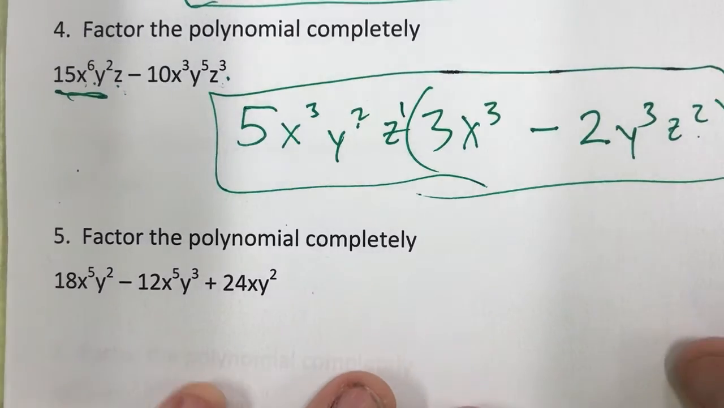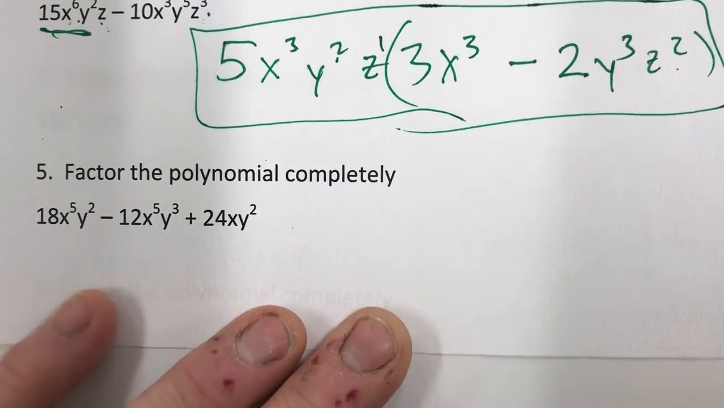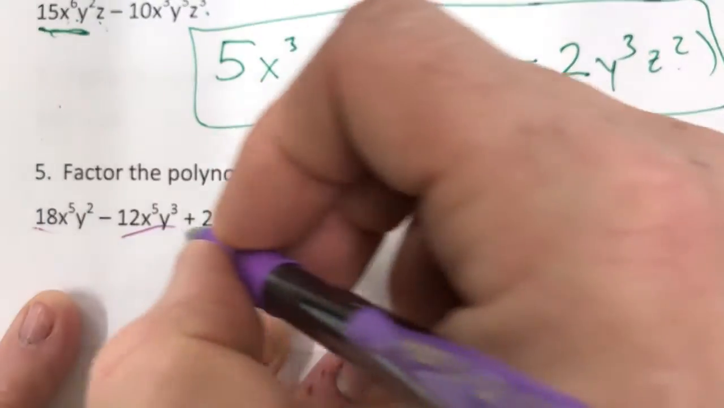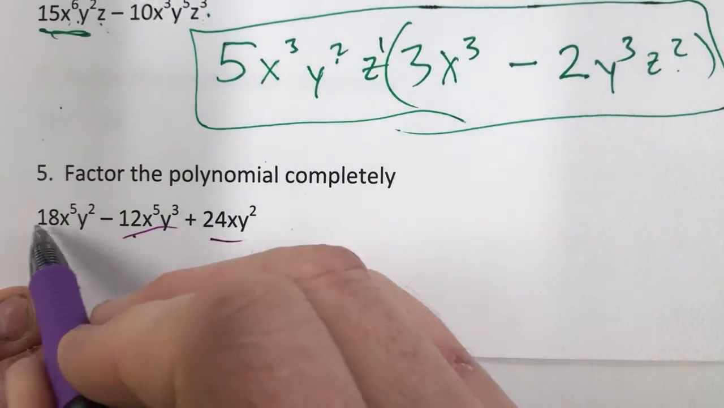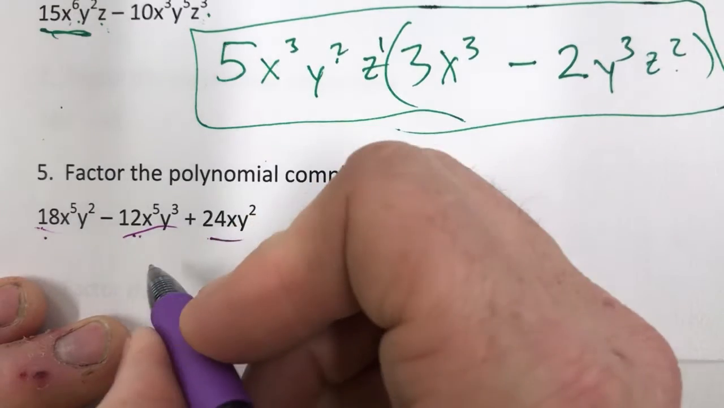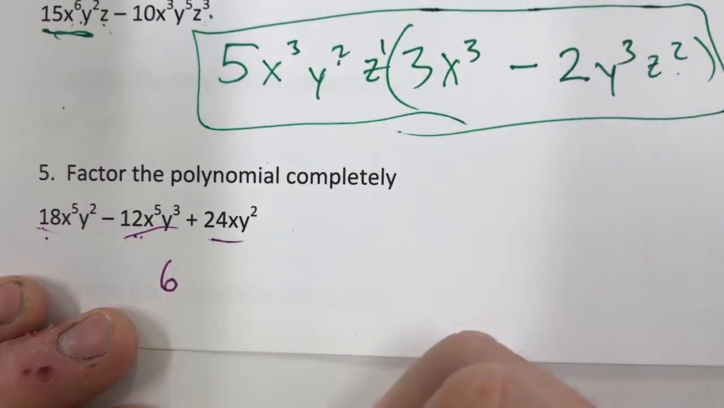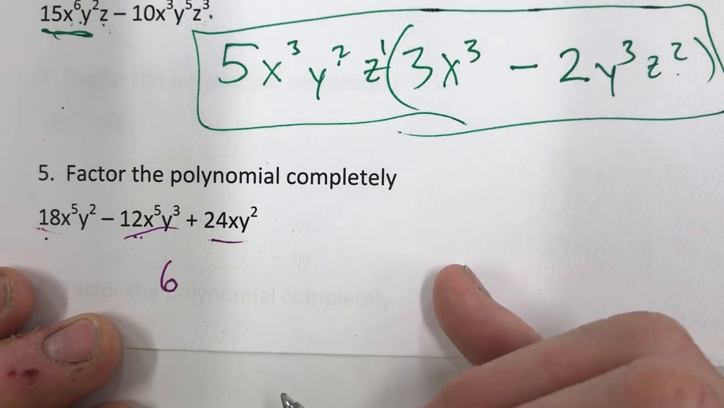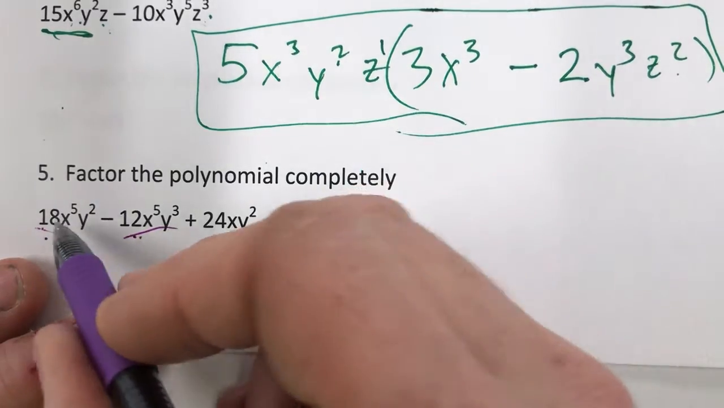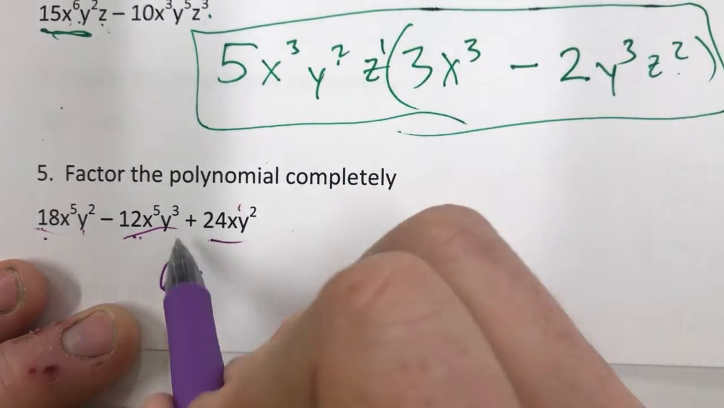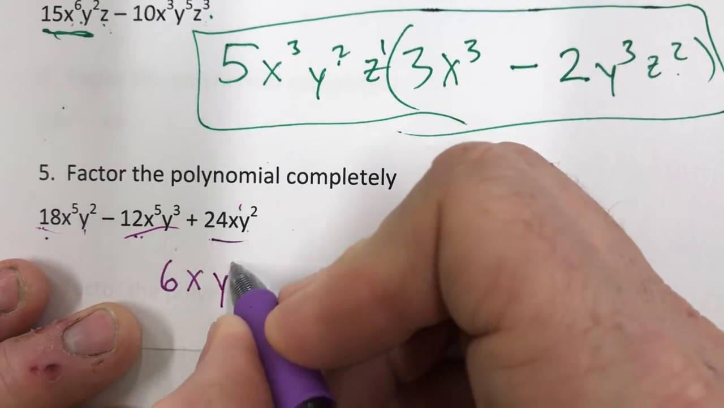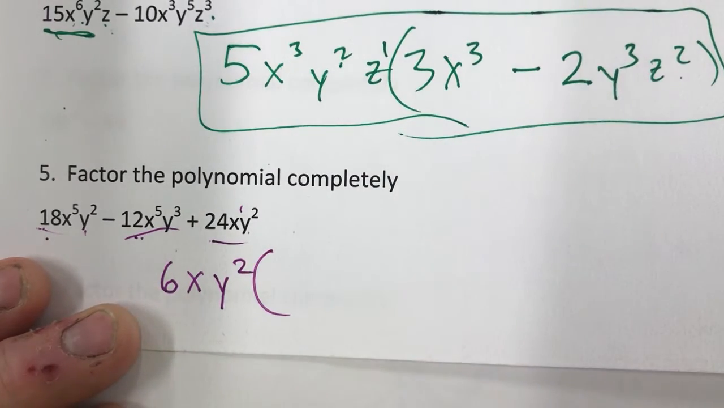Okay, now the last one of these type. This has 3 terms. We're going to go purple this time. So I have to look at all 3. 18, 12, and 24. All right, 6 is the greatest number that goes in all 3 of those. All right, then look at my x's. The lowest x is right here, x^1. Then my y's, the lowest y is y^2. There's my greatest common factor.